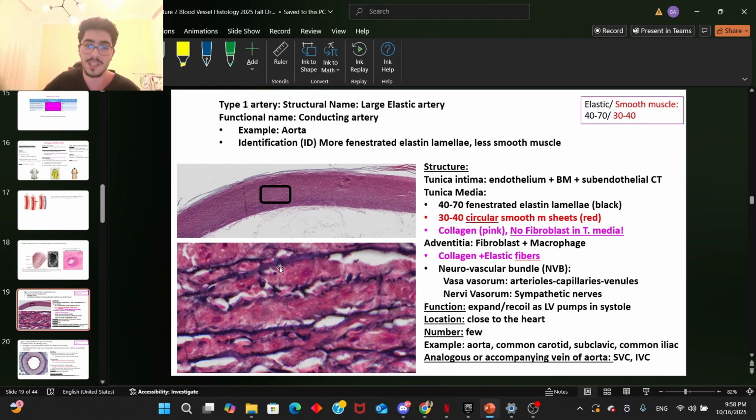You have to actually use a specific stain, which you don't have to know, but you have to use a specific stain to make them appear this dark, okay? But in an H&E stain, you can see them. It's just a little bit harder, okay?